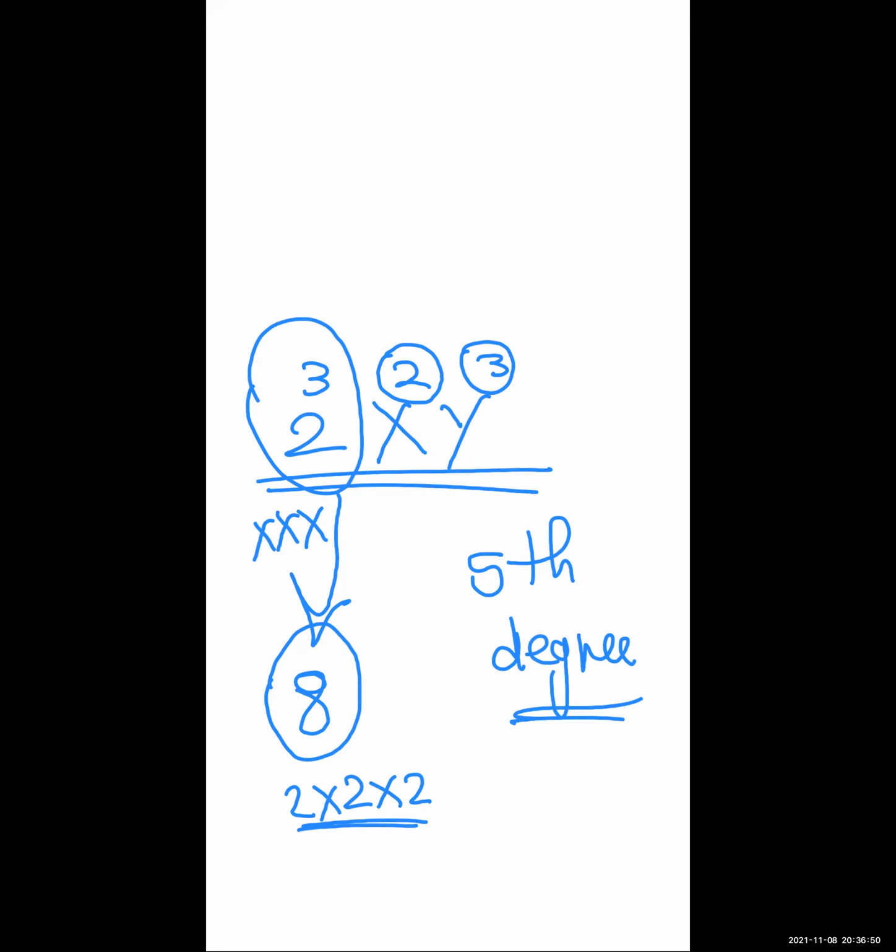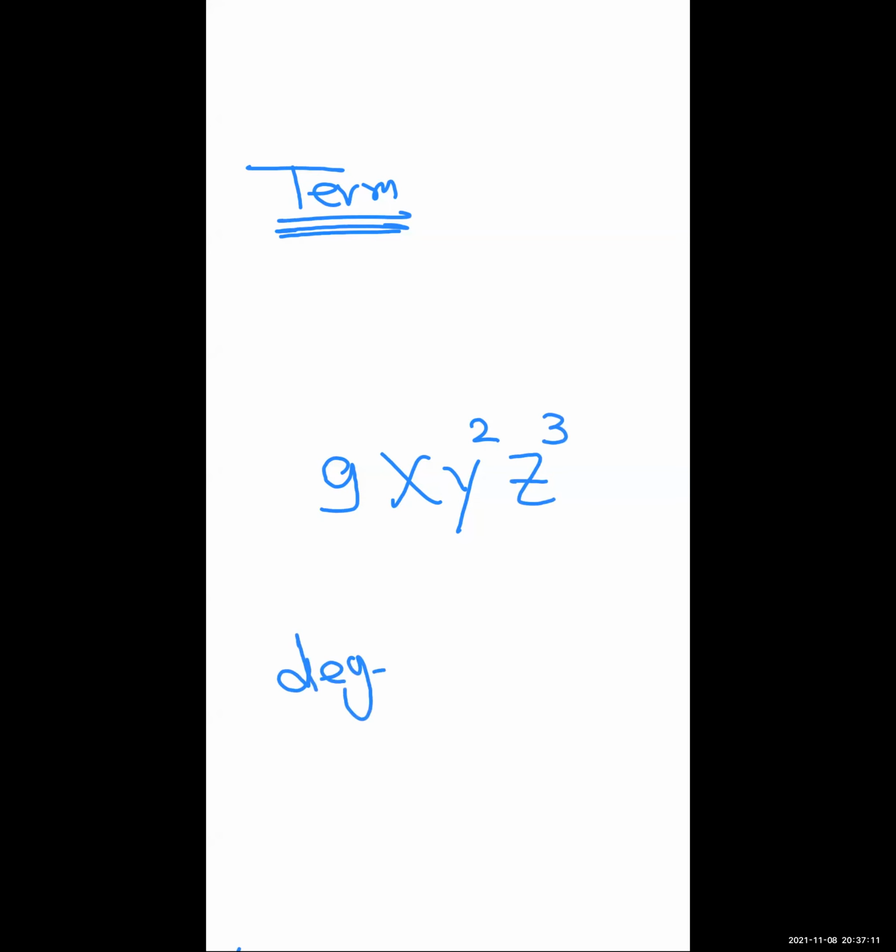So, generally, guys, for the algebraic term, if it's only one term and the question is like this, 9xy to the power 2, z to the power 3, simply the degree here will be the sum of the indices or the powers. So the degree here will be 3 and 2, and don't forget, there is 1 here. So it's a 6th degree.